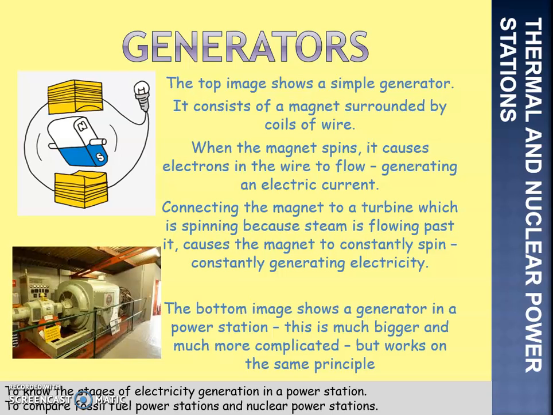That bottom image shows a generator in a power station. This is much bigger and much more complicated than the simple generator we can see at the top, but it works on exactly the same principle. It basically causes a magnet to spin, which moves electrons in the coil of wire. That flow of electrons causes an electric current. It's what an electric current is, a flow of electrons, and that can then be passed to the step-up transformer.